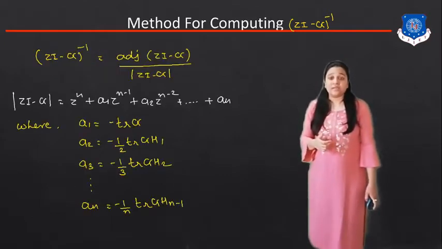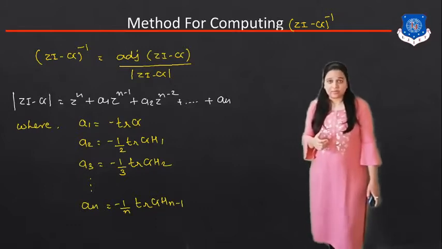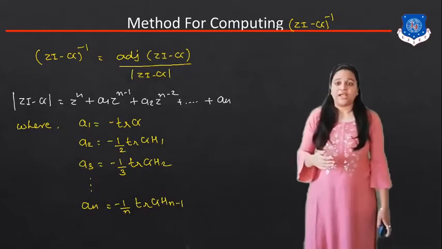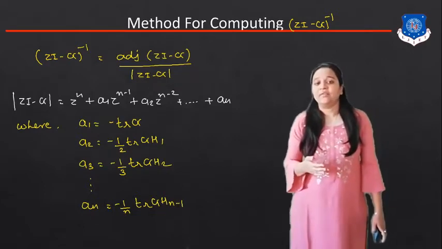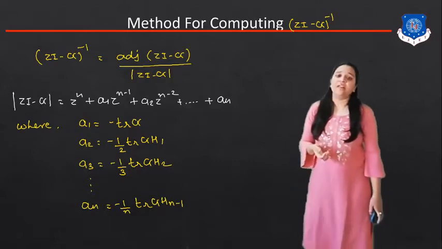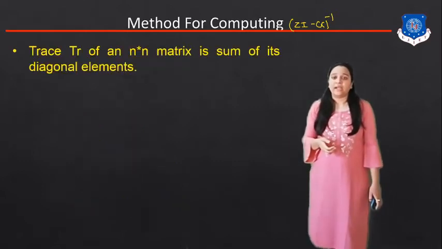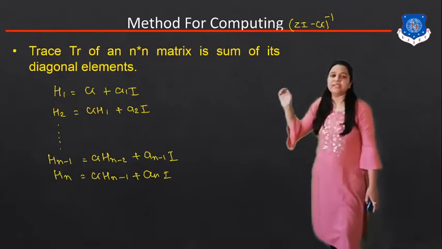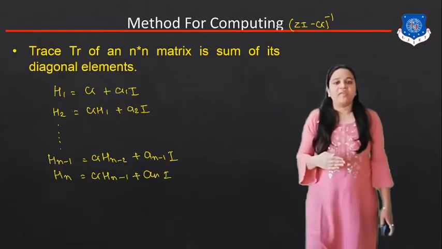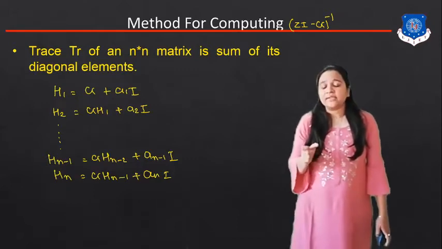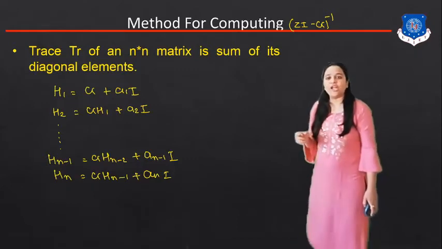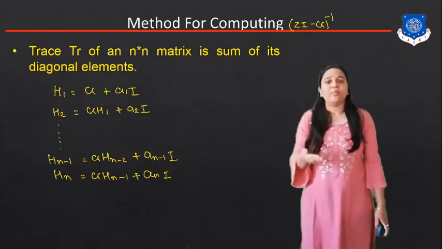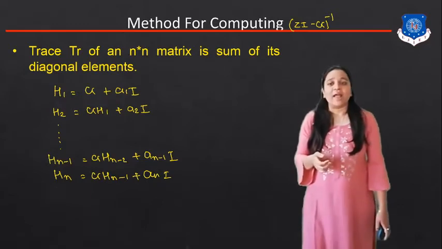Now what is the equation of A2? A2 is equal to minus 1 by 2 TR G H1. As you know, the value of G is given in the example. Now how can we find the value of H1? Here H1 is equal to G plus A1 I. A1 we have found earlier, and the G matrix is given in this example. So put the values of G and A1 in this equation, where I is our unit matrix, and we can easily find the value of H1.